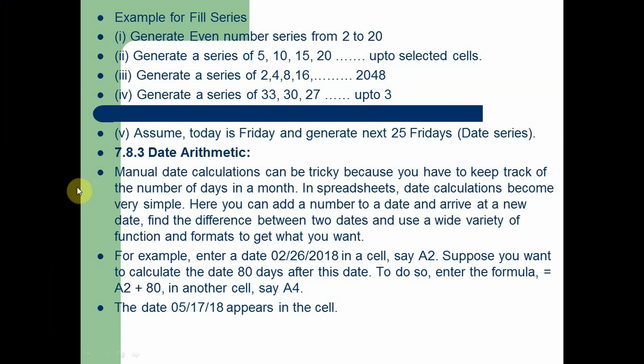Next, the last topic is date arithmetic. So in date arithmetic, we can do some calculations also. For example, take the date 2/26/2018. If you want to add 80 days, then you simply add like this, A2 plus 80, then you can generate a new date 5/7/2018.